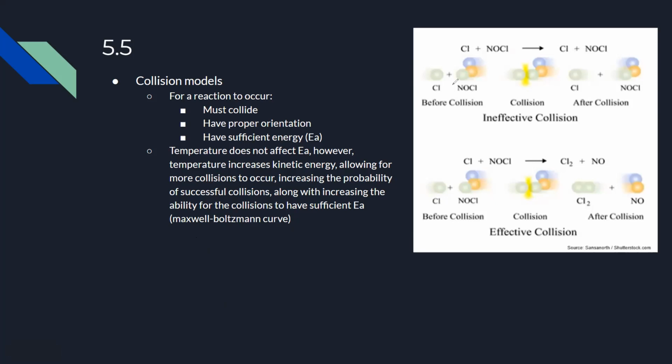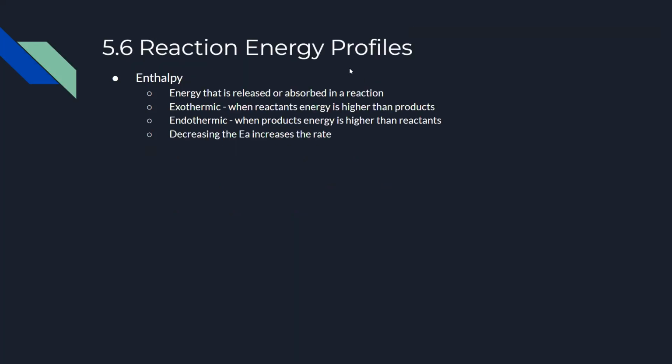And this picture over here shows a collision between chlorine and an NOCl molecule, and it just shows an ineffective collision and an effective collision. So the ineffective collision has the collision not allowing the Cl from the NOCl to split, and it just has it stay the same. While after the effective collision, it allows the Cl2 to separate from the NO, making NO and Cl2. So that's why collisions are required in order to have proper orientation for being able to create new particles.